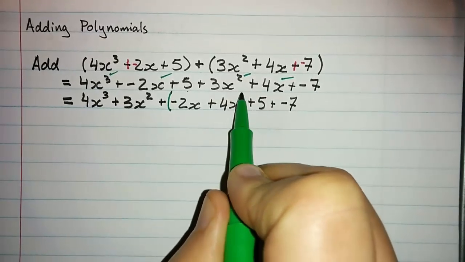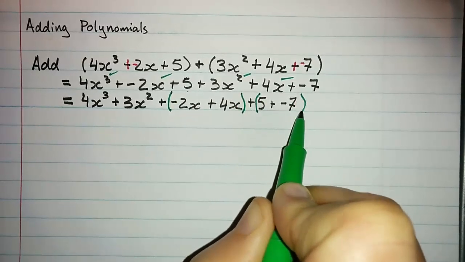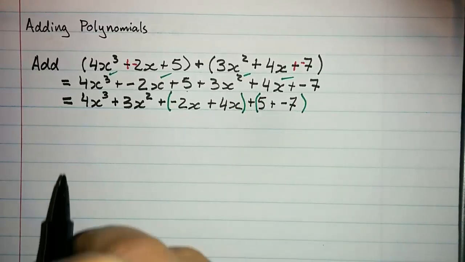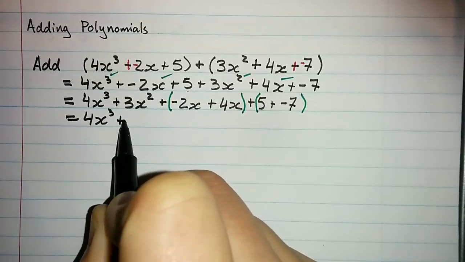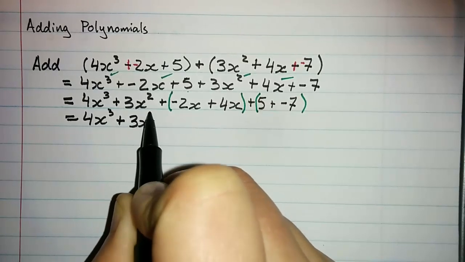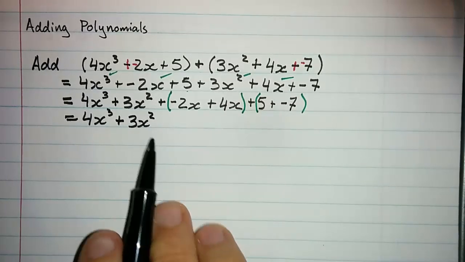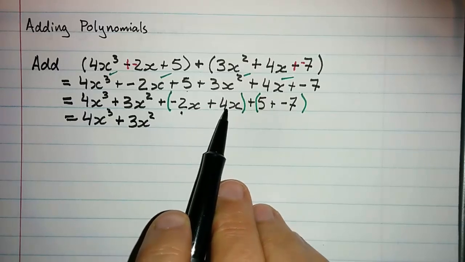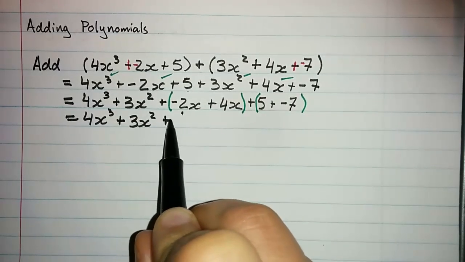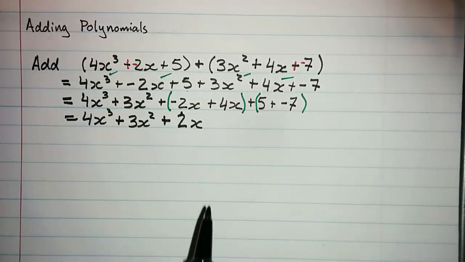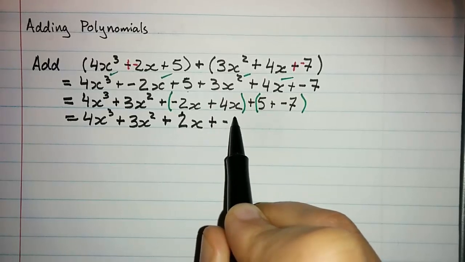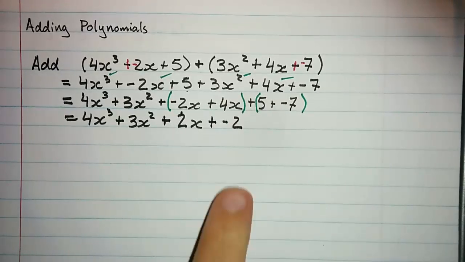Now I'm going to associate the like terms, and then I can combine them. So I'll have 4x cubed, nothing to do with that, plus 3x squared, nothing I need to do with that, negative 2x plus positive 4x will be positive 2x, positive 5 plus negative 7 will be negative 2. And now instead of plus negative 2, I could have written minus 2. That would also be fine.